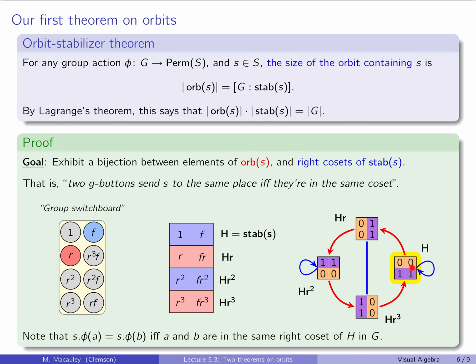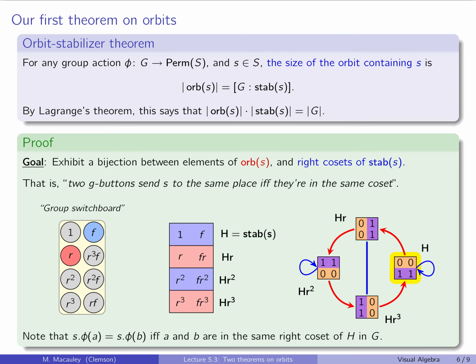How do we go from here to here? Well, we start by doing any loop that we want, in other words, something in the stabilizer, and then we do R squared. We've just described all the elements in HR squared. And then to get from here to here, we do any sort of loop that we want, and then we do R cubed. I just described the right coset HR cubed.